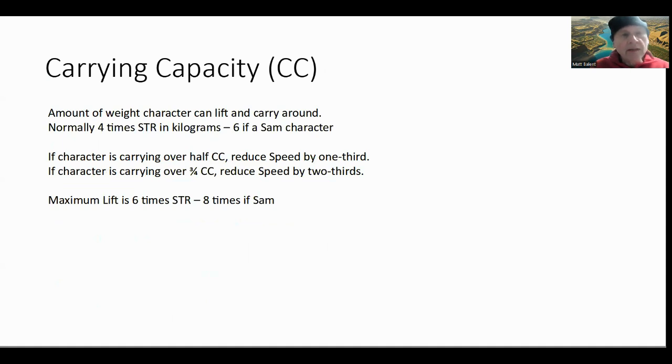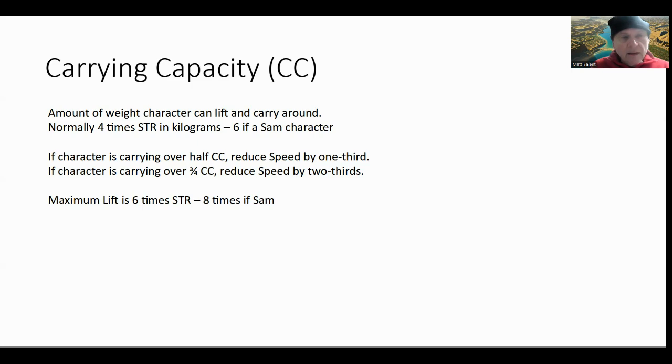Characters' carrying capacity is essentially the amount of weight they can lift and carry around. Generally, this is 4 times their strength in kilos. If they're a Sam character, one of the cattle-based characters, it's 6 times their strength. This would be affected by changes in strength. So if for some reason the strength score of a character was reduced temporarily, due to illness or a magic spell or something, their carrying capacity would go down in that case.